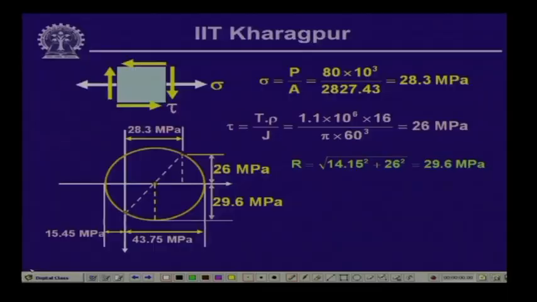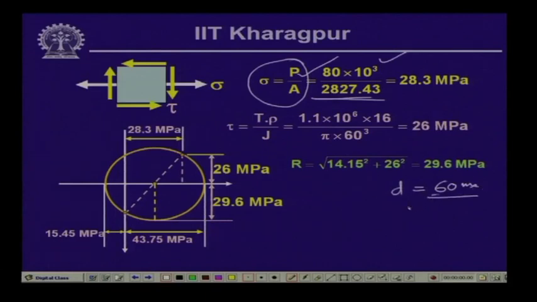Now, here you see that the normal stress which we are going to get because of the axial pull is sigma equals P by A, and P is equal to 80 kilonewton. So, 80 times 10 to the power 3 Newton divided by area. Since the diameter of the cross section is 60 millimeter and it is a solid circular cross section, area is equal to pi by 4 times 60 square, and that gives us a value of 2827.43. So, the value of the normal stress sigma is equal to 28.3 megapascal.